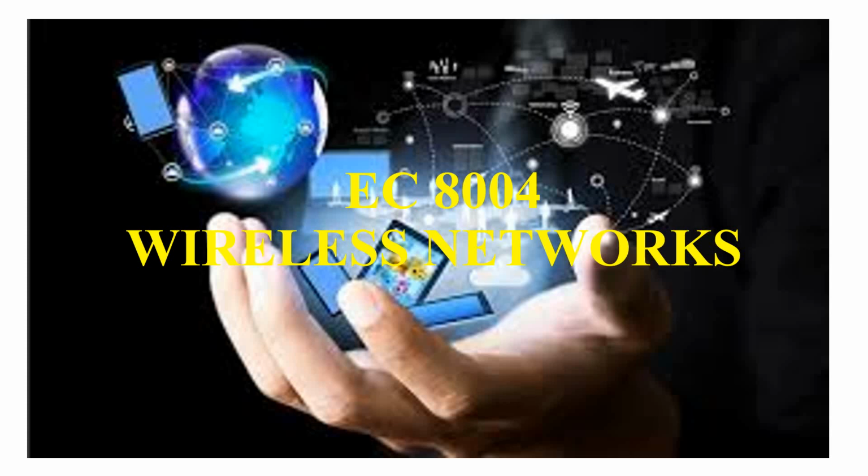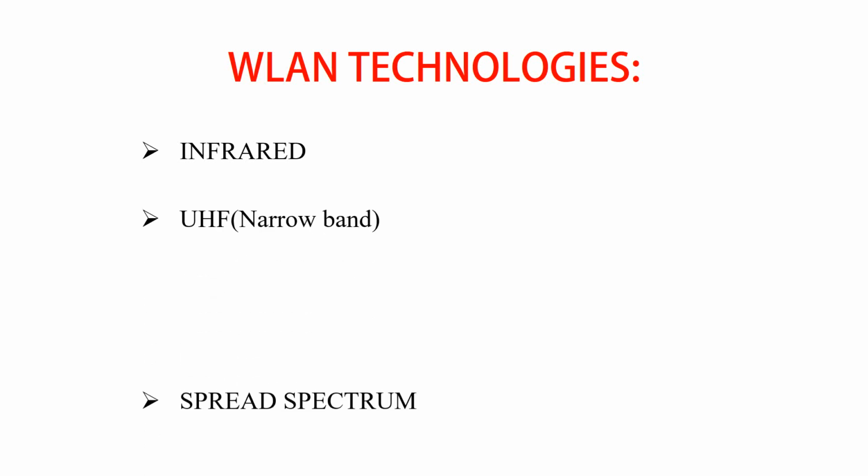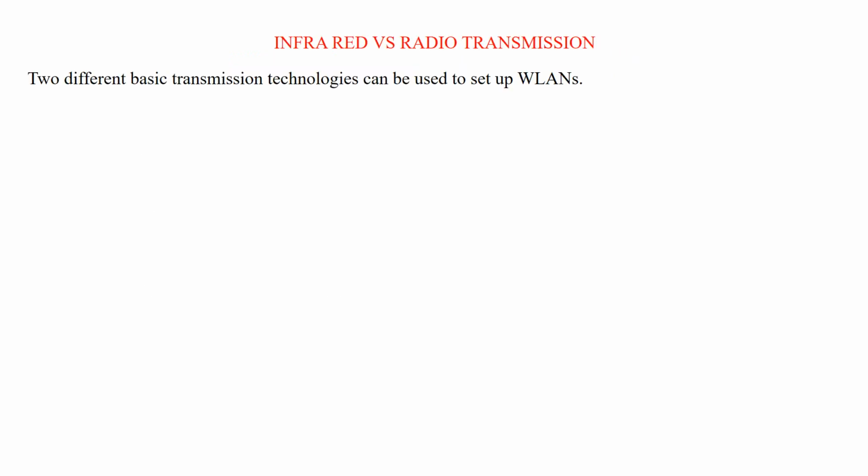In my first lecture, I was discussing the introduction of WLAN, wireless local area network. In this lecture, I'm going to discuss the wireless LAN technologies. The technologies involved in wireless LAN are infrared, UHF, ultra high frequency, and spectrum technologies. So here we are going to see in detail about the technologies.